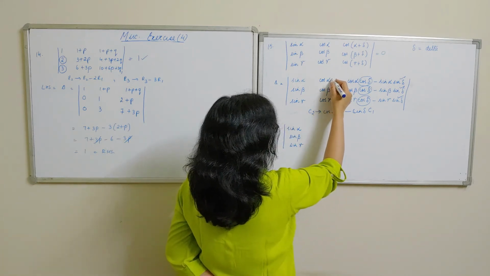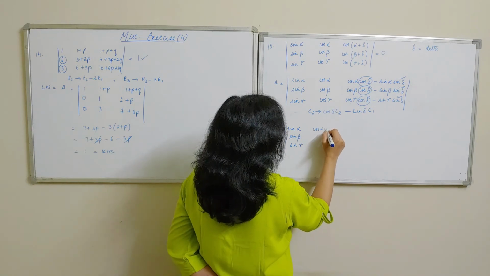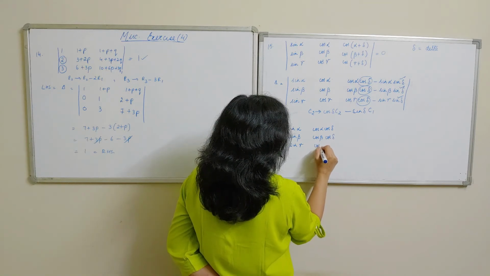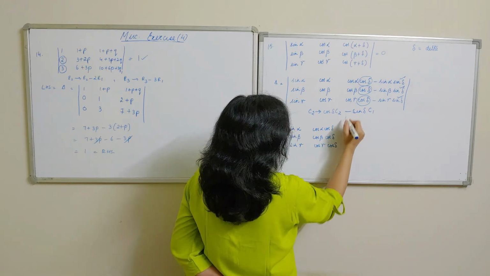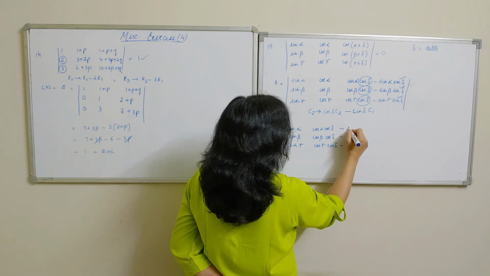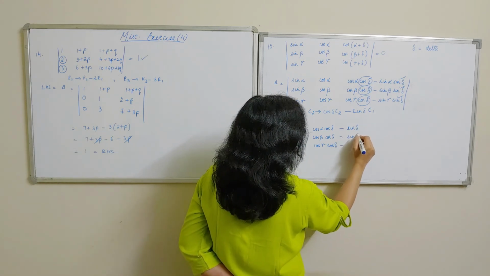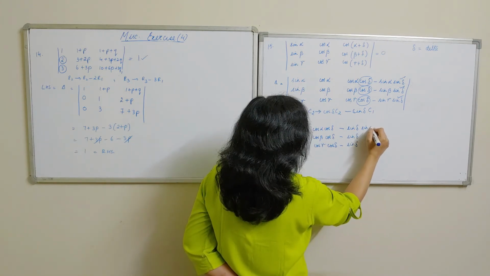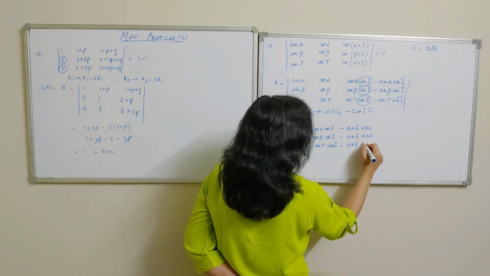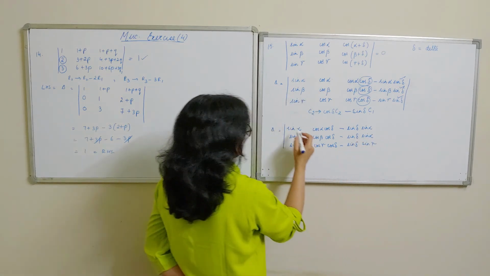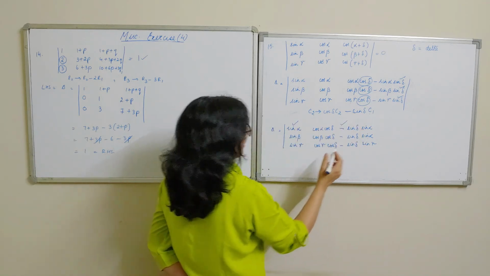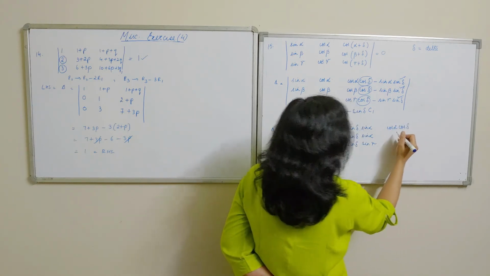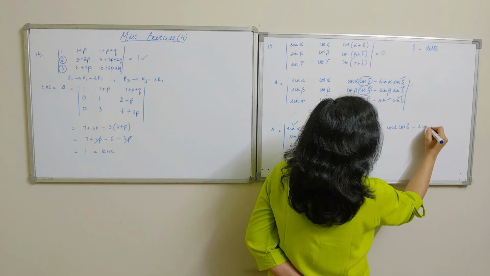Second column, multiplying this by cos delta, so we have cos alpha into cos delta. Here is cos beta into cos delta, cos gamma into cos delta, minus sin delta. So here is sin delta into C1. C1 is this. So this is the first column, here is the second column, and the third column is exactly same as the second column.